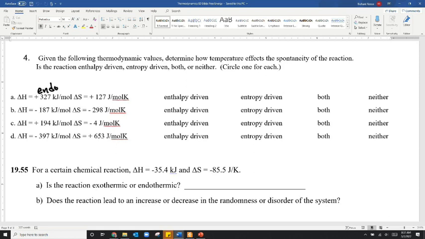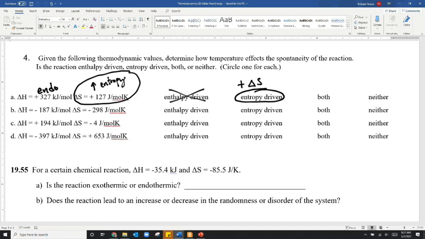All right, and then my delta S is positive 127. So that leads to an increase in entropy. All right, reactions are favored by being exothermic and having an increase in entropy. Well, this one only is favored by this part of the two halves. So this reaction we would say is entropy driven because it had a positive delta S. This reaction is not enthalpy driven because it has a positive delta H.